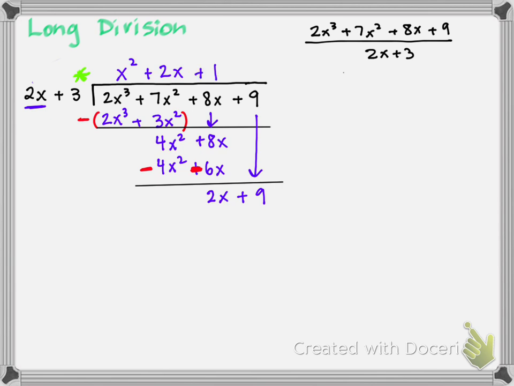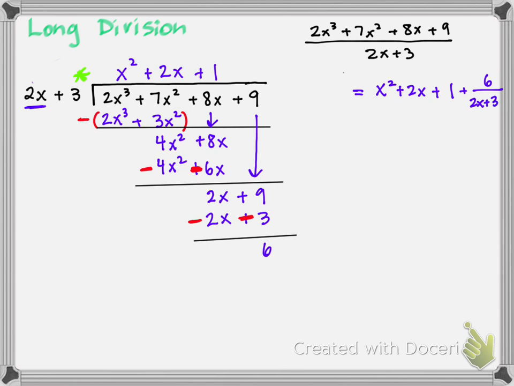1 times 2x is 2x. 1 times 3 is positive 3. Take your red pen, subtract away what you have on the calculation, and then your final answer, you're left with 2x minus 2x is nothing. 9 minus 3 is 6. So the final answer of this division problem is x squared plus 2x plus 1 plus 6 over 2x plus 3.